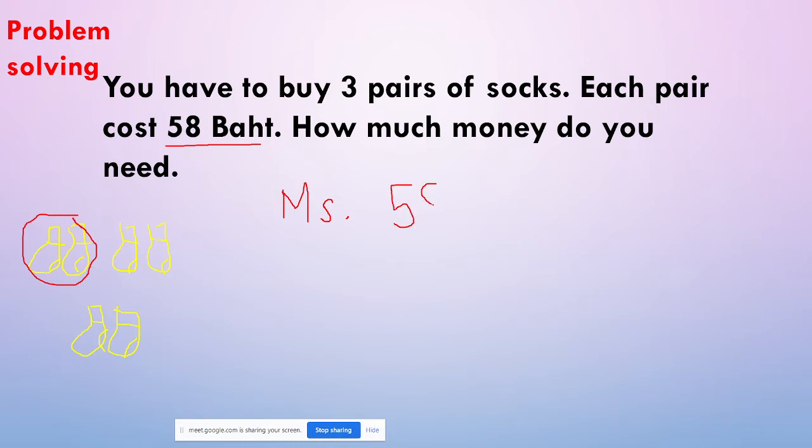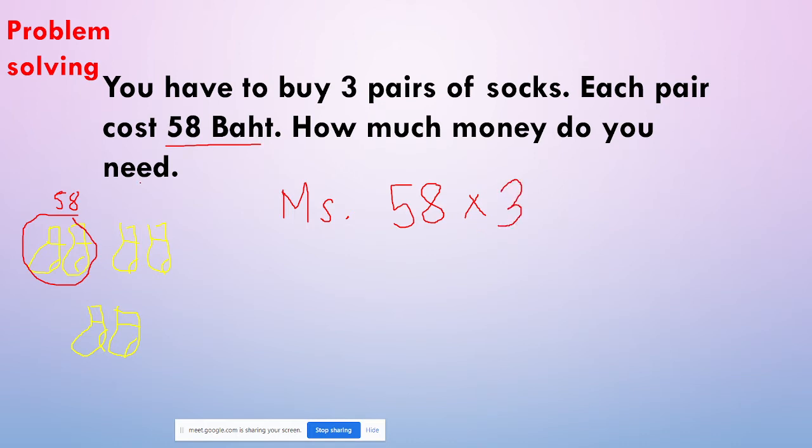58. What's next? This is 58 baht. You need 3. So what will you do? Multiply by 3. Yes. You can say multiplied by or you can just say times. 58 times 3.